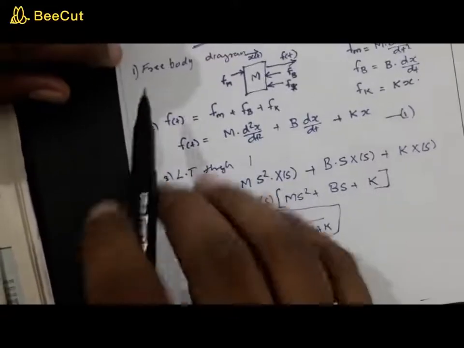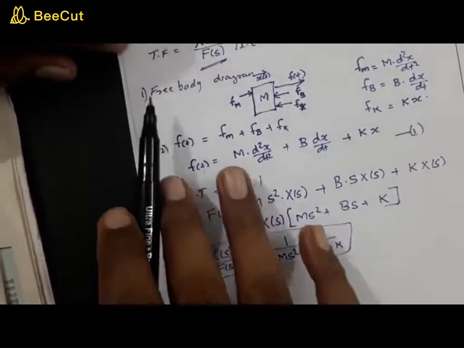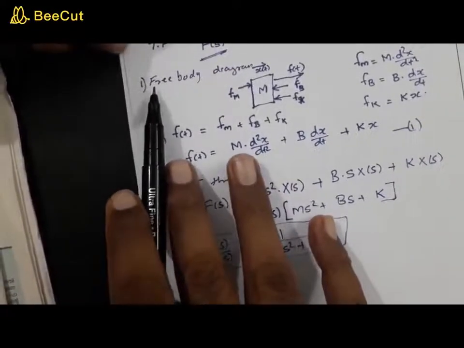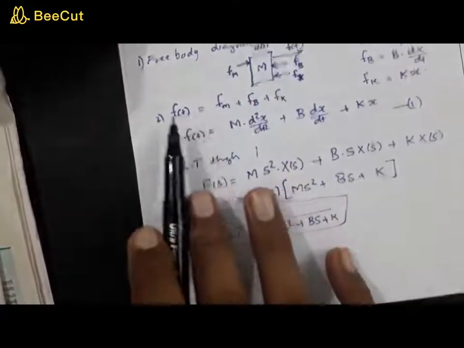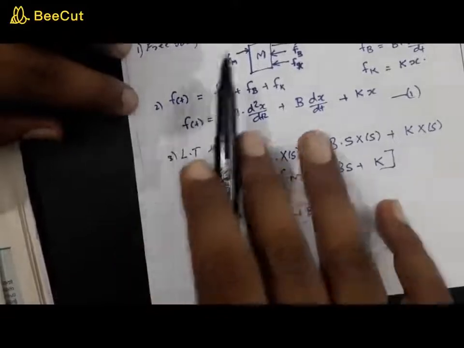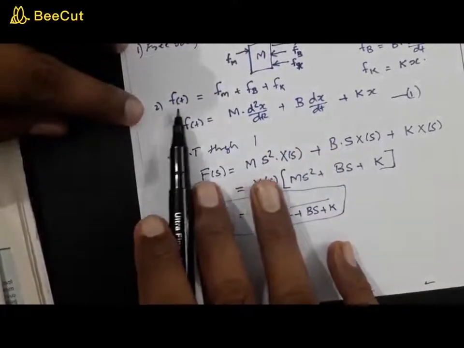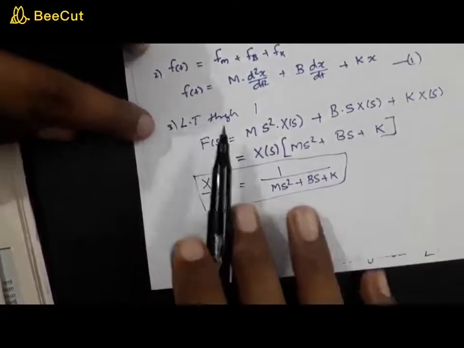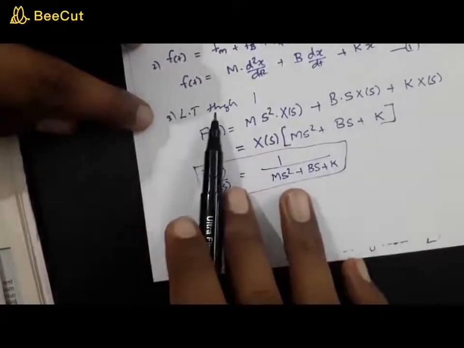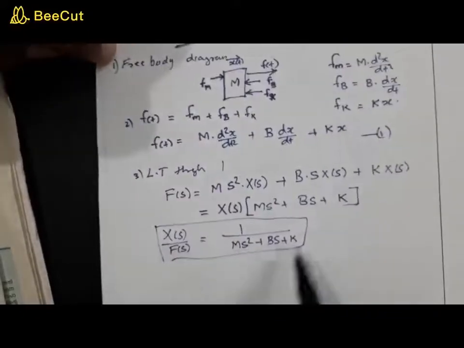So the following steps are to be noted. First, we draw the free body diagram corresponding to each mass, and then we write the equation corresponding to that mass by applying Newton's second law. Then on that equation we apply the Laplace transform and take the wanted ratio so as to get the transfer function.